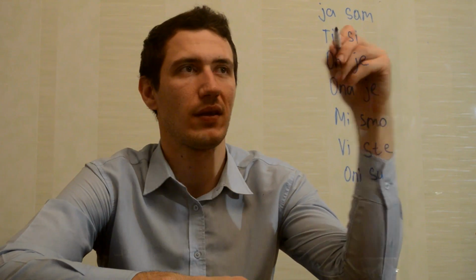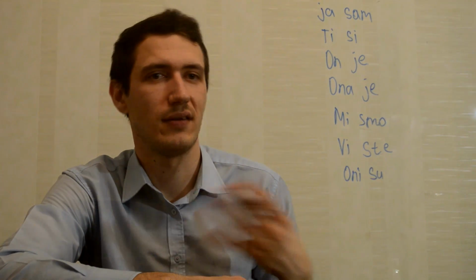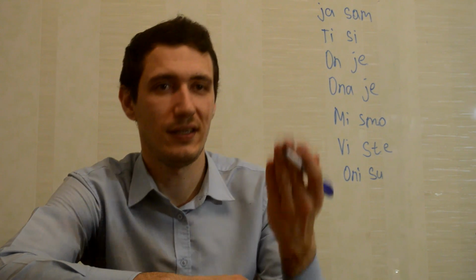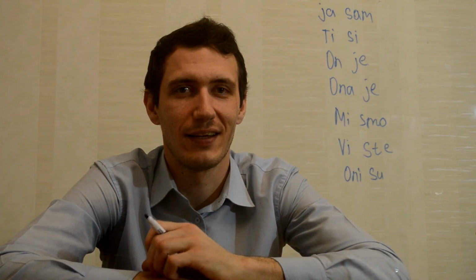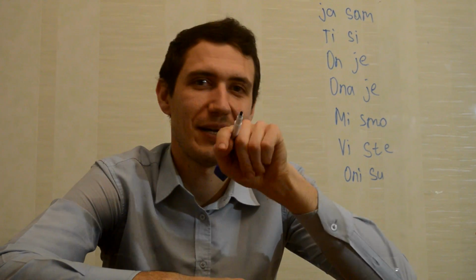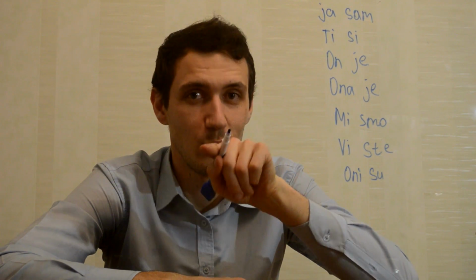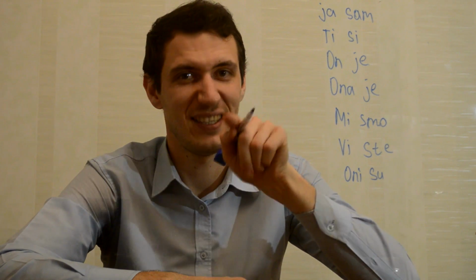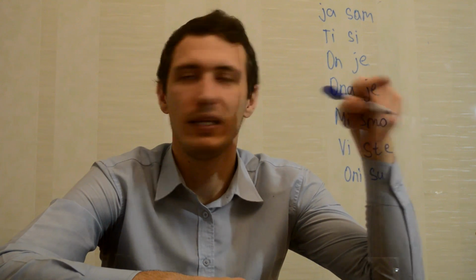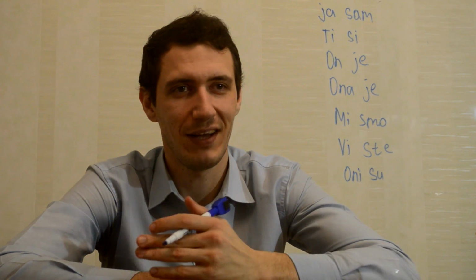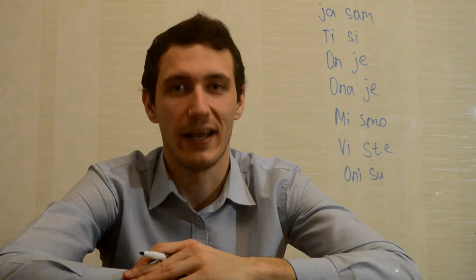For example, ja sam Azad, I am Azad. Ti si, I don't know what your name is. Try to say that. Try to say ja sam and your name. Then you should say ti si Azad, when you talk to me. On je Ivan. He is Ivan. Ona je Jelena. She is Jelena.